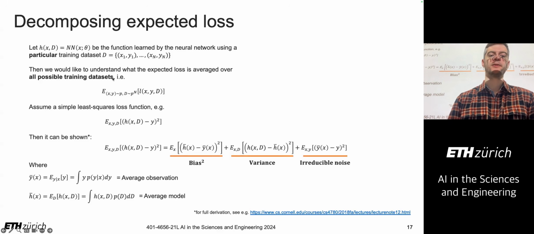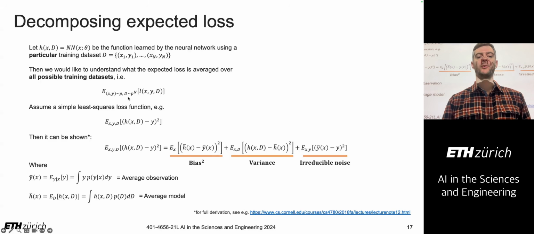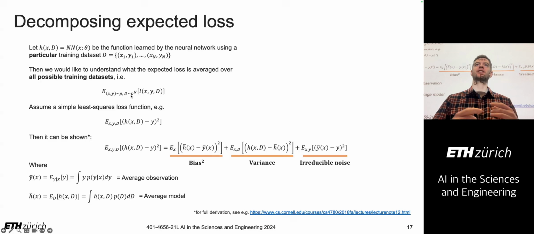And what we'd like to understand now is the expected loss. So again, this loss metric, the expected value of it, not just over all the training data, not just over all the possible inputs and outputs, but also over all the possible data sets. So what is the average expected loss over all possible data sets that we could feed to train the network?